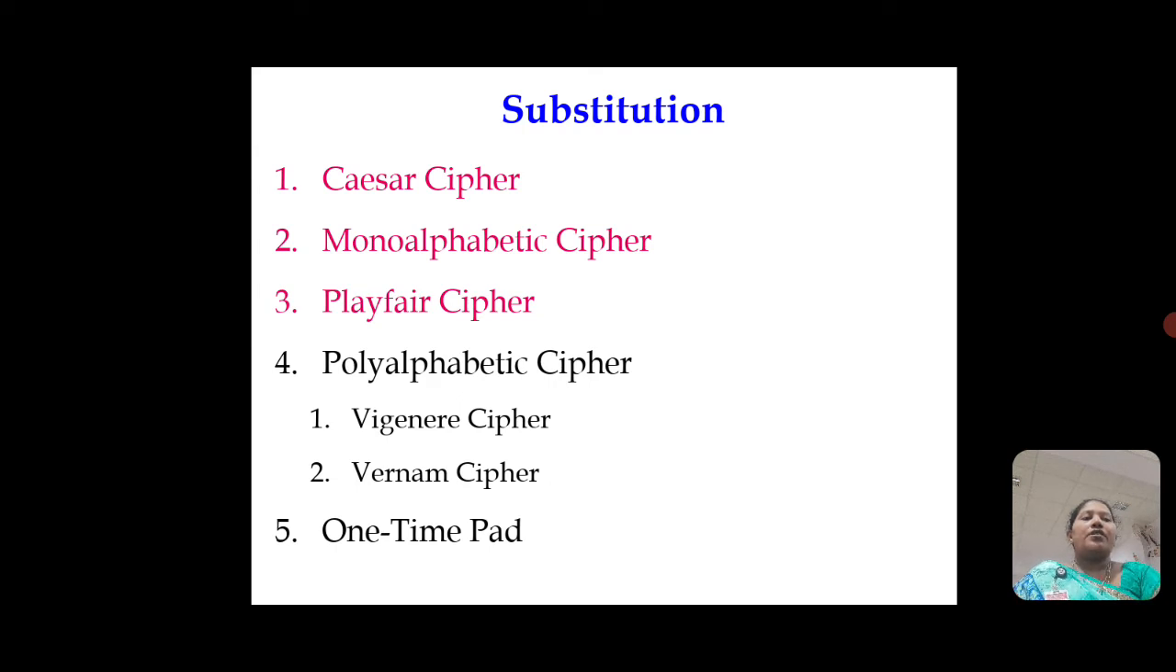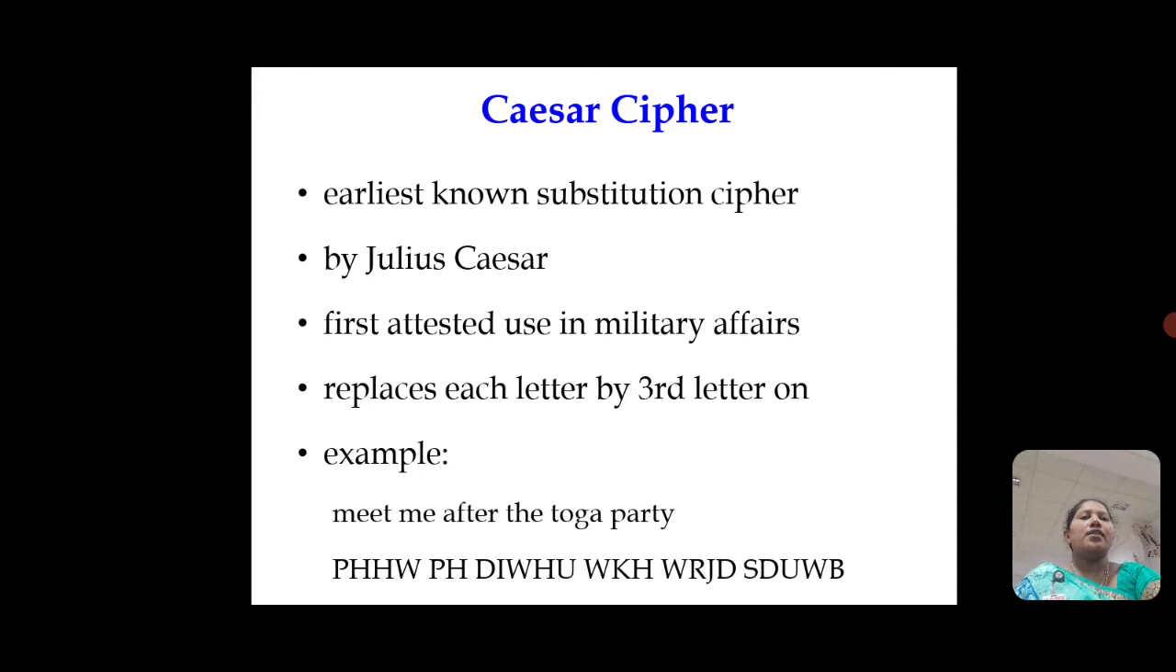Okay, now we have finished the transposition techniques. Next we will see about the substitution techniques. In this substitution we will just go through these 3 techniques: Caesar cipher, monoalphabetic cipher and Playfair cipher today. We will see the remaining things in the next video. So first we will see about the Caesar cipher.